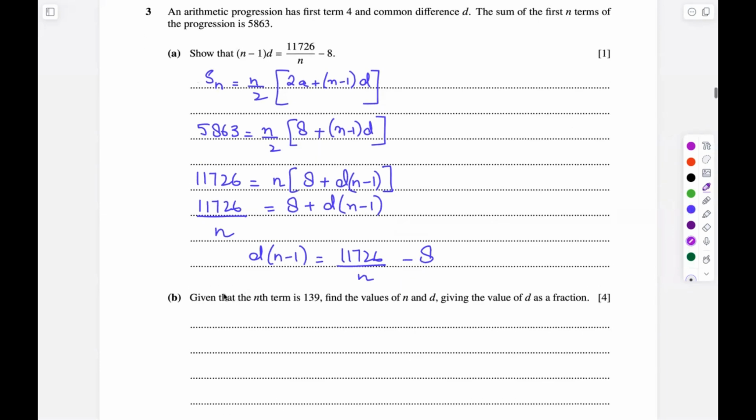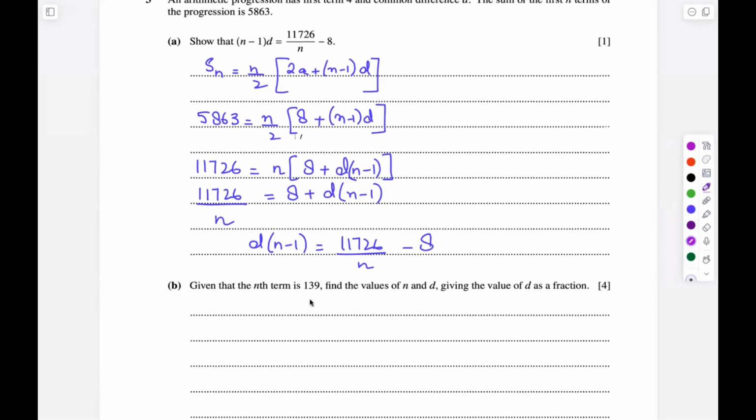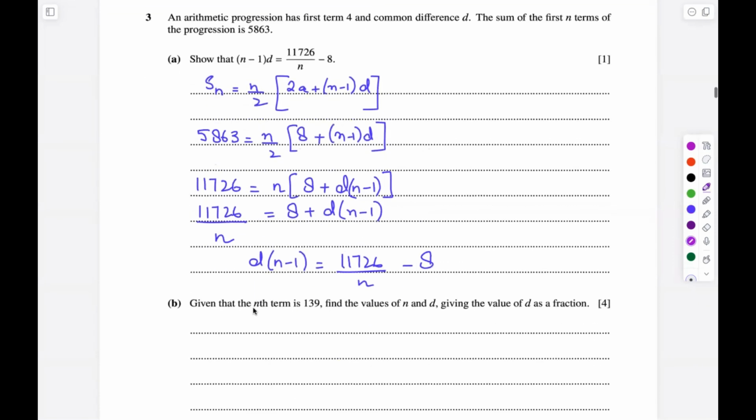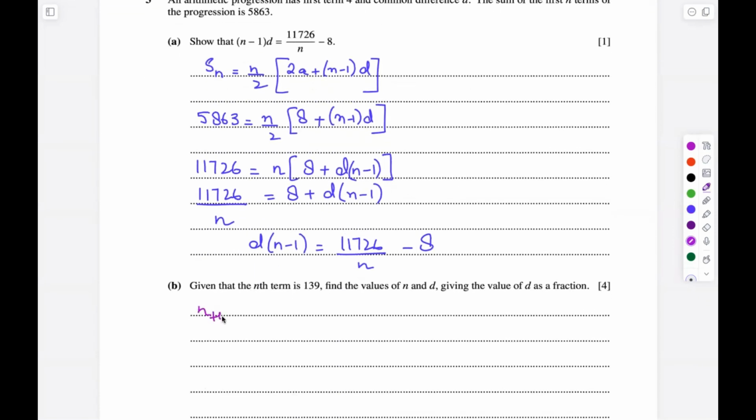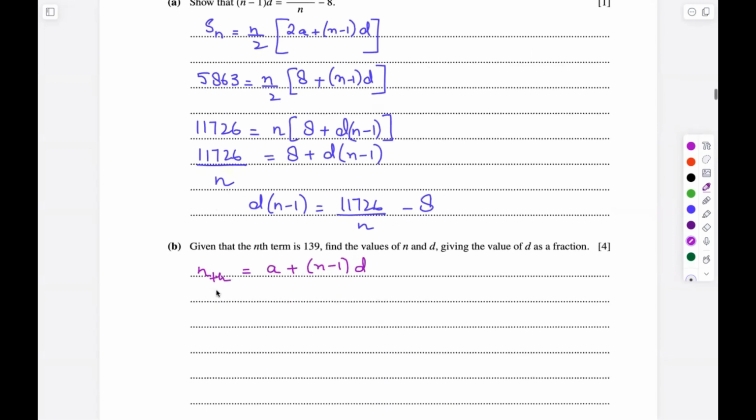In part B, it says, given that the nth term is 139, we have to find the values of n and d, giving the value of d as a fraction. Now, as it is an arithmetic progression, the nth term is given by the formula a plus n minus 1 into d. Now the nth term is 139.